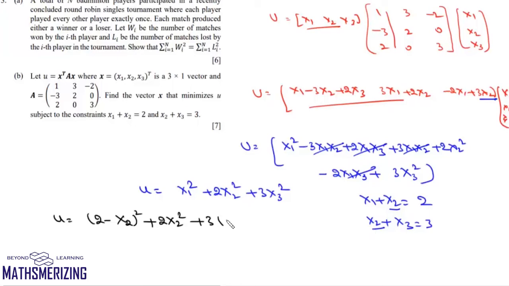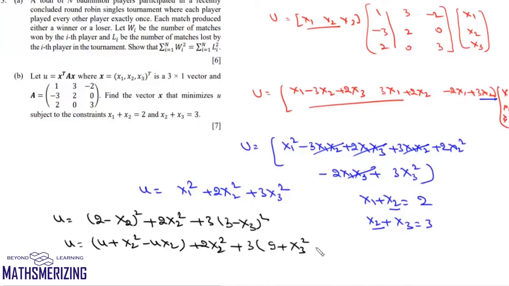Now x3 will be (3 minus x2) square. So it will be 4 plus x2 square minus 4x2 plus 2x2 square plus 3, and it will be 9 plus x2 square minus 6x2. So this U will be 6x2 square minus 22x2 plus 31.